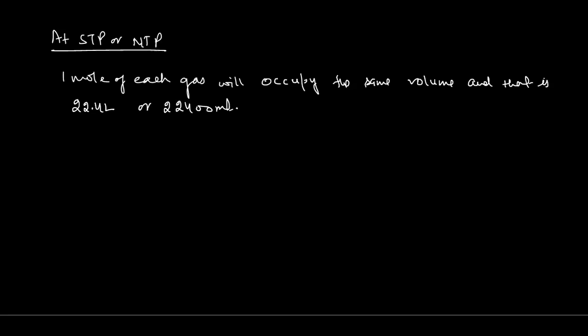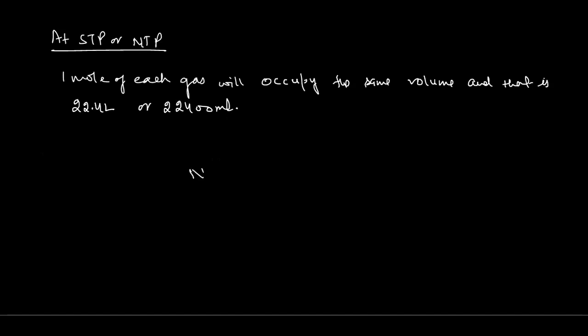Or we can write it as 22400 ml. So if I am saying that at STP 2 grams of hydrogen occupy 22.4 liter, then 1 gram of hydrogen will occupy how much volume? 11.2 liter. Yes, it will be 11.2 liters.